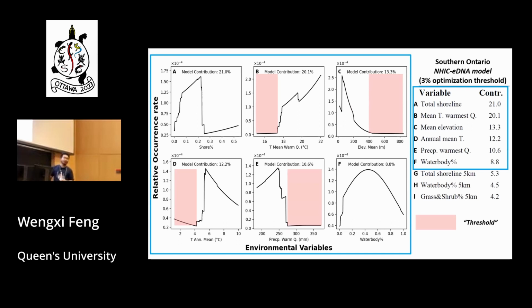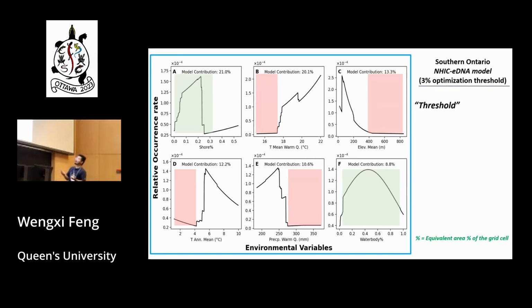You can see those in pinkish color, those are thresholds. So we can immediately see that under certain circumstances, the turtle would not exist. And in the green shade, we can observe some kind of optimal range of that variable that's preferred by the turtle. If we summarize the thresholds, we have temperatures: mean annual temperature and the mean temperature of the warmest quarter, which is summer. So we have a threshold of temperatures. Then elevation, surprisingly: above an elevation of 400 meters, the turtle will not exist.